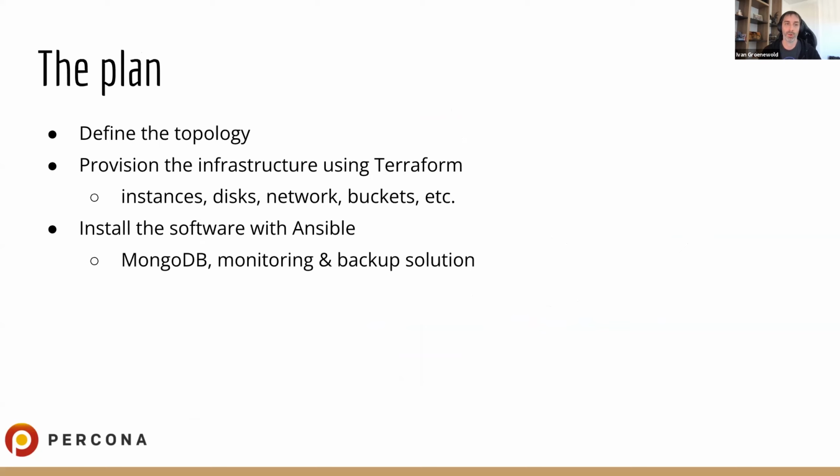So first of all, we need to define the topology. I mean, we have a look at how it looks overall, but how many servers we want, how many availability zones, and so on. Then we're going to provision all of this using Terraform. So we need to create the instances, the disk, configure the network, and so on. And then once the infrastructure is ready, we're going to rely on Ansible to handle the software provisioning part. That means installing MongoDB, but also configuring monitoring and the backup solutions.